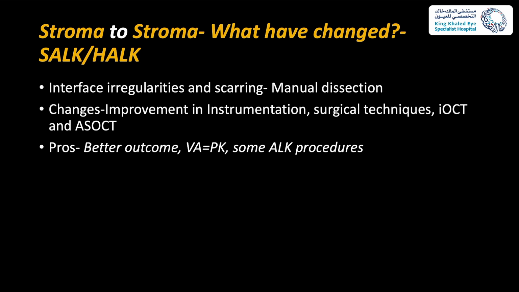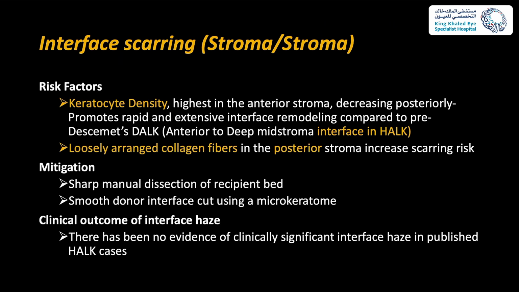So what about stroma to stroma? It is well known that interface irregularities and scarring result from manual dissection. However, improvements in instrumentation, surgical technique, intraoperative OCT, and anterior segment OCT improved the outcome. In HALK particularly, if you go back to the anatomy of the cornea, the keratocyte density is highest in the anterior stroma, decreasing posteriorly, which promotes rapid and extensive interface remodeling compared to predescemetic DALK. In addition, the loosely arranged collagen fibers in the posterior stroma might increase the scarring risk.